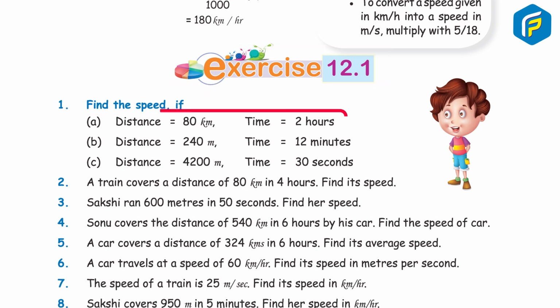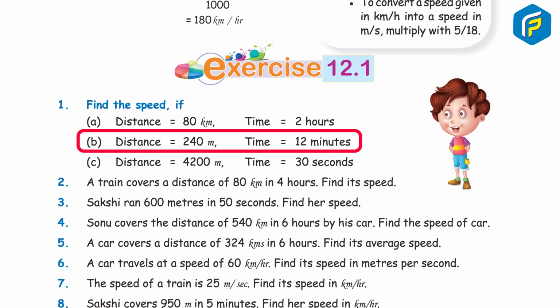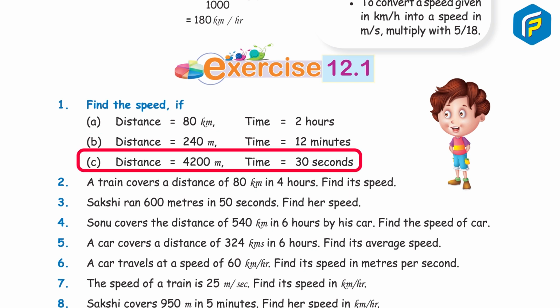Find the speed if: A. Distance 80 km, time 2 hours. Answer: 40 km per hour. B. Distance 240 meters, time 12 minutes. Answer: 20 meters per minute. C. Distance 4200 meters, time 30 seconds. Answer: 140 meters per second.